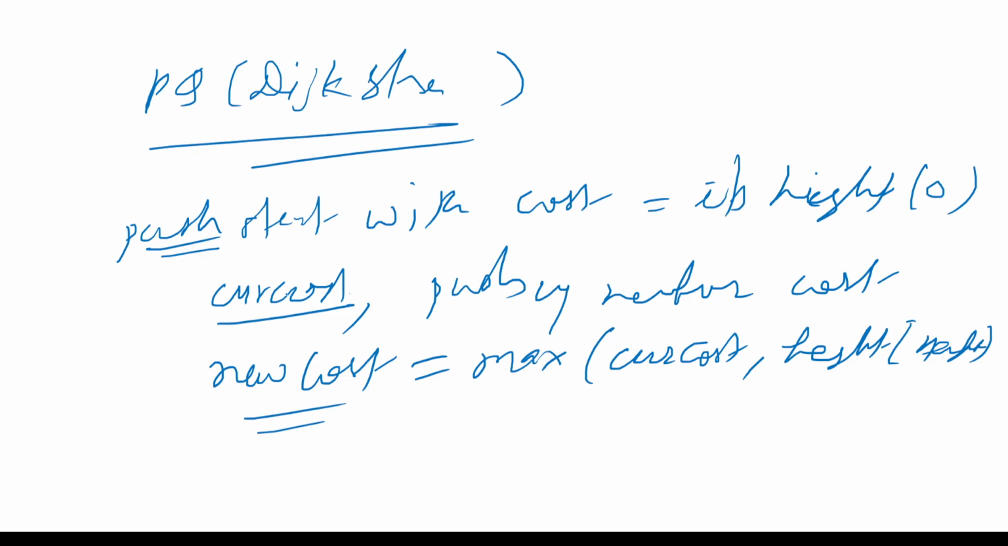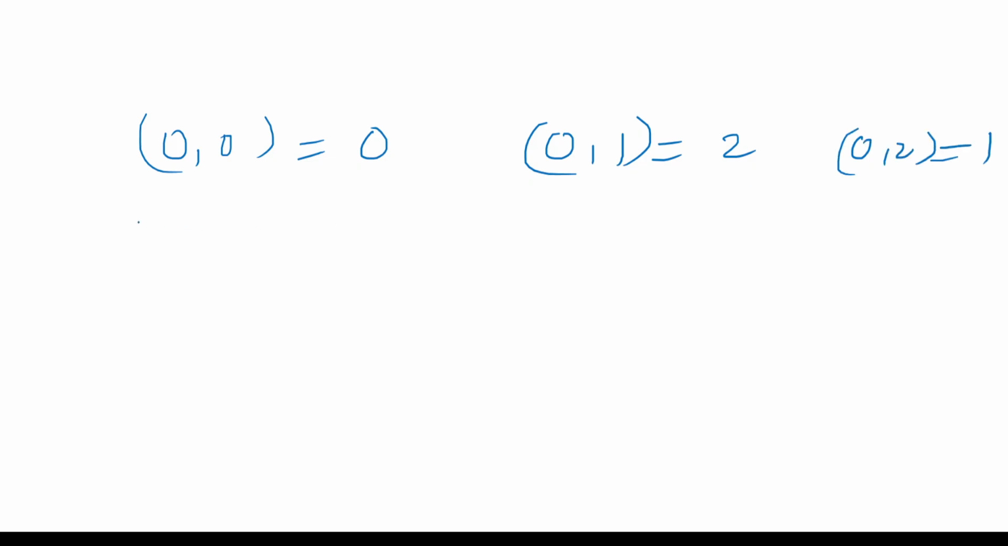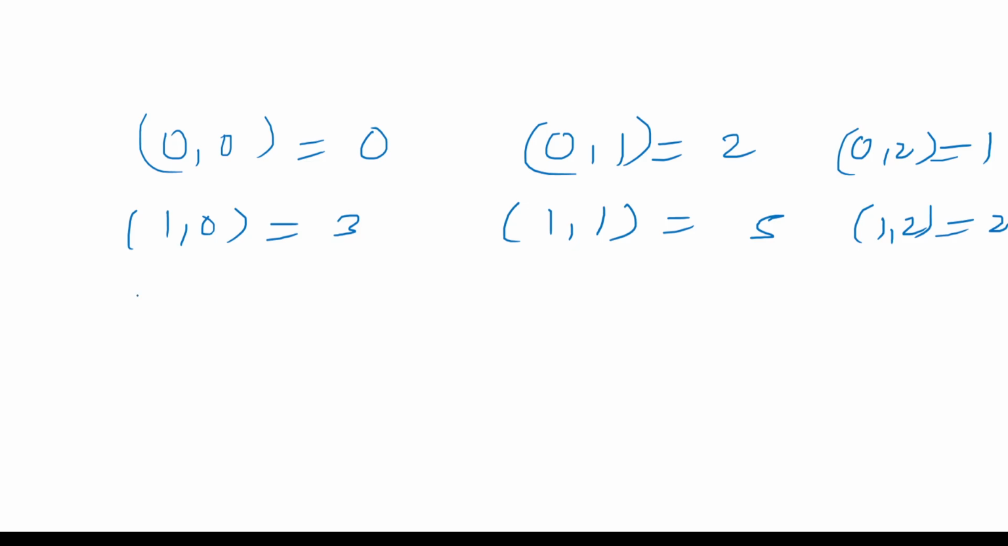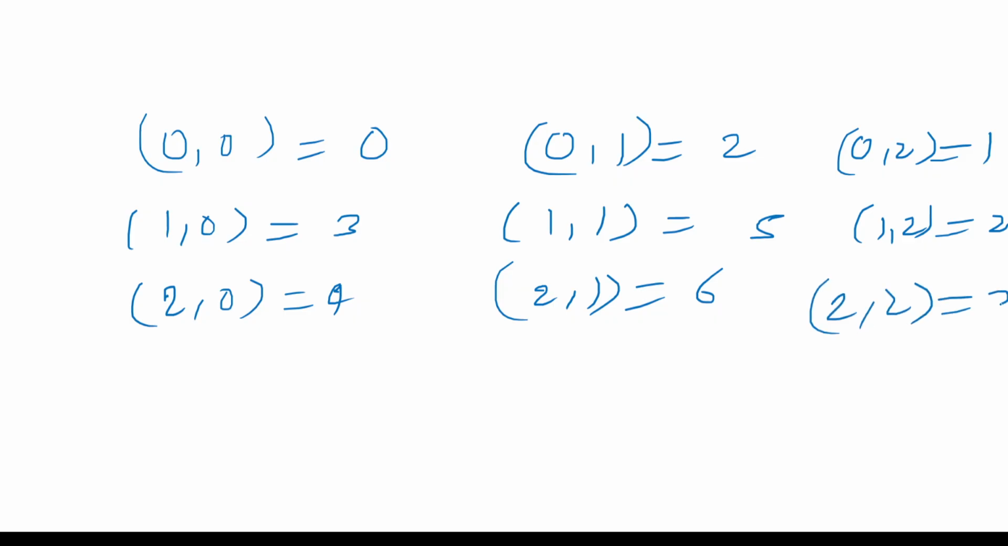Okay, how? Let's understand. In the initial grid, this is our 0 0, and its cost is 0. Then we have 0 1, and its height is 2. Similarly, 0 2 has height 1. Similarly, 1 0 is 3, 1 1 is 5, 1 2 is 2, and 2 0 is 4, and 2 1 is 6, and 2 2 is 3.